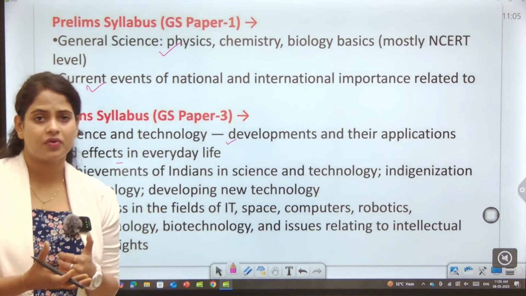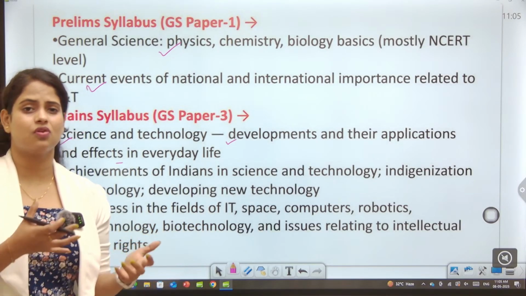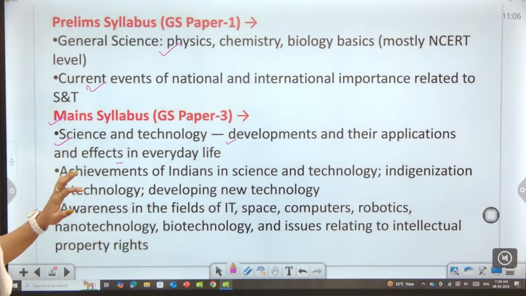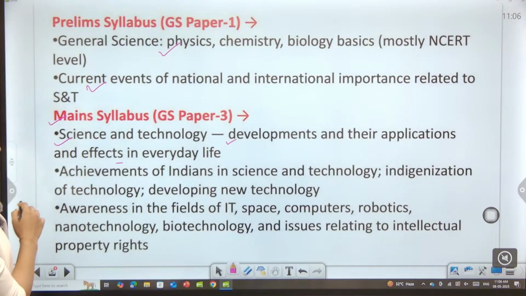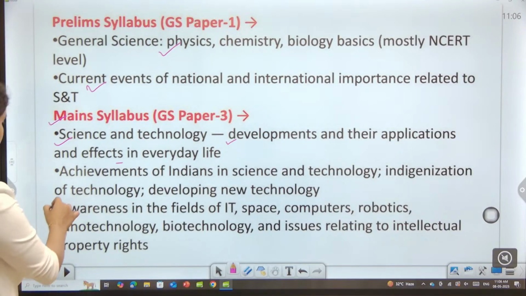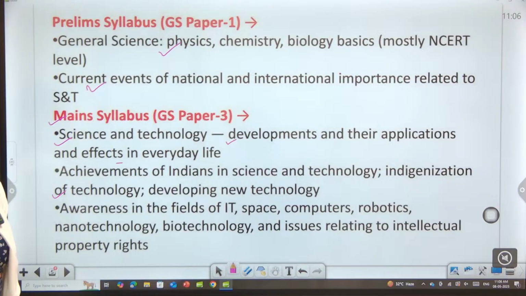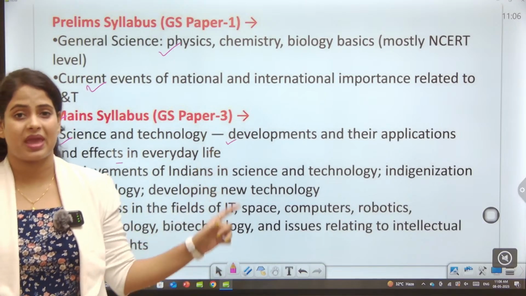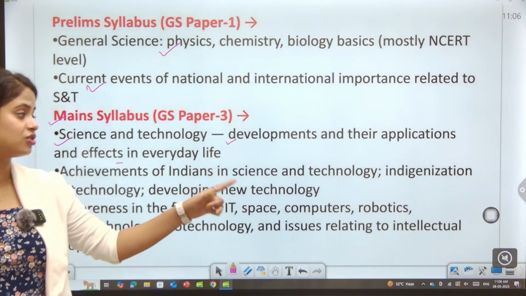What are the new innovations? What are the new inventions, discoveries? Everything. Okay. The indigenization of technology, developing new technology, awareness in the fields of IT, the Internet of Things, space, computers, and robotics.